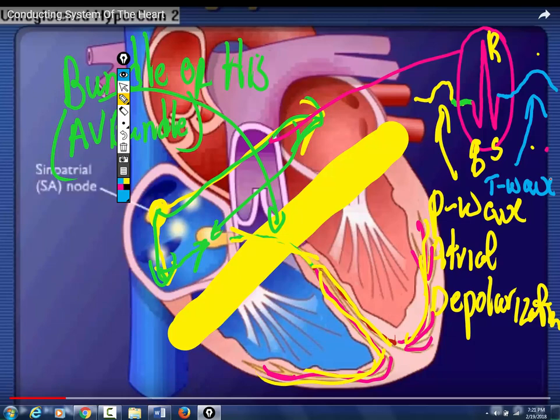The reason you don't see the atria resetting is because ventricular depolarization occurs at the same time as atrial repolarization. So the QRS masks the repolarization of the atria, so it's not shown on a normal EKG. Tell me you got that. That's that.